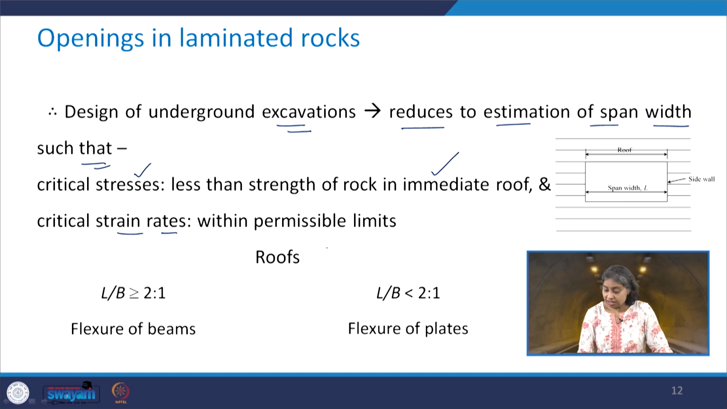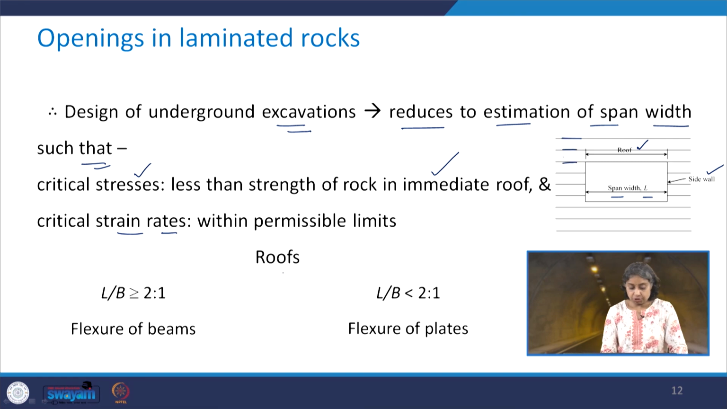See, here I have shown you an excavation which has the span width of L, and the length of the opening, which is in the direction perpendicular to the plane of the screen, I am representing as B. In this case, this portion is called the roof and this portion is the side wall. Here we are taking a particular case where all the layers are horizontal, so only horizontal layers are being discussed.